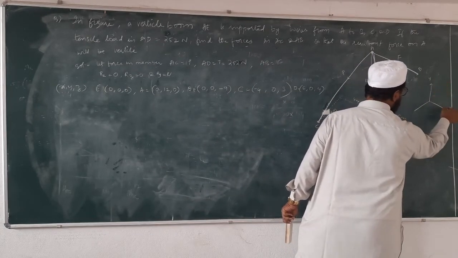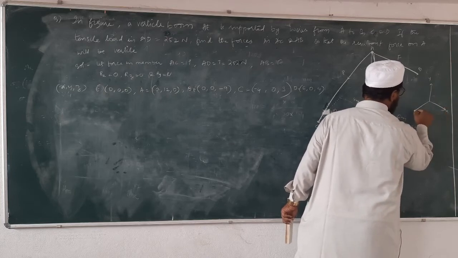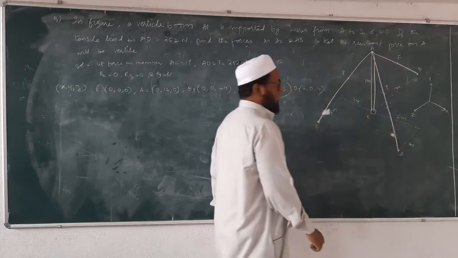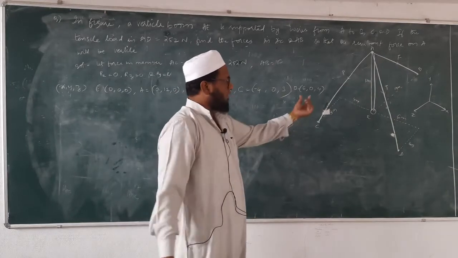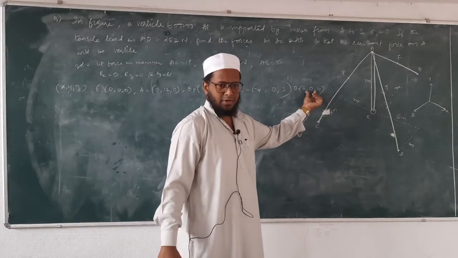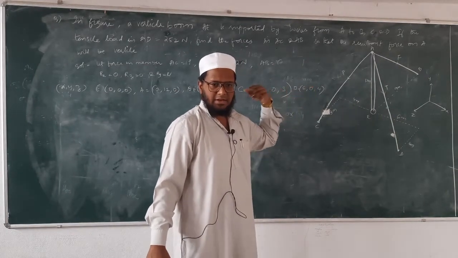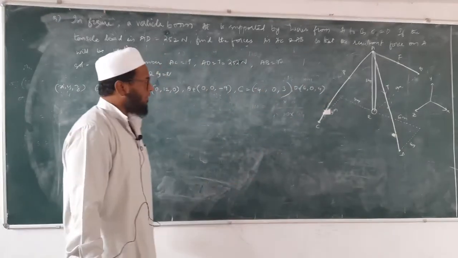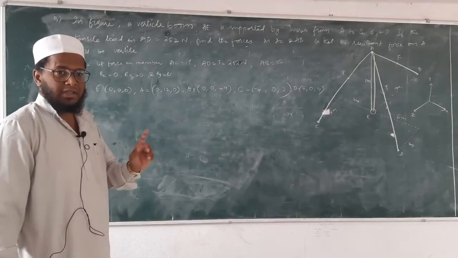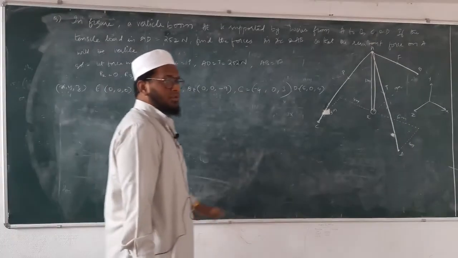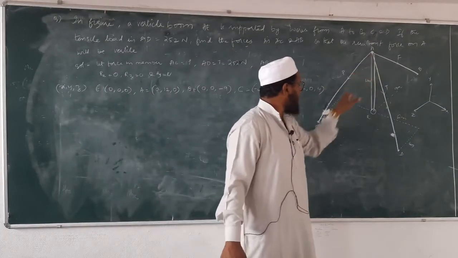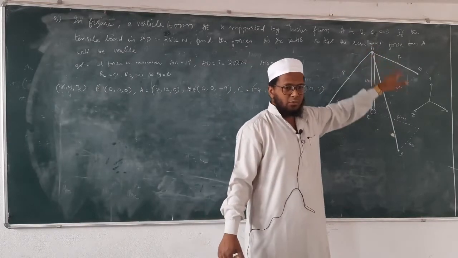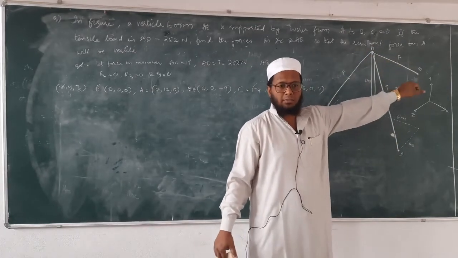This is y, x and z. Okay, understood this one? Yes. Over A, B, C, D and E, all the forces are over now. Now see here very carefully, you have to observe. The forces are moving from A to B, A to C, A to D and A to B.